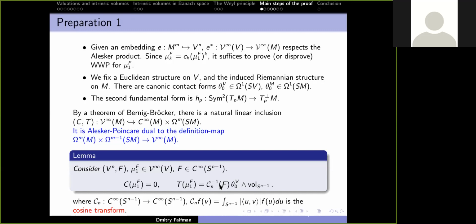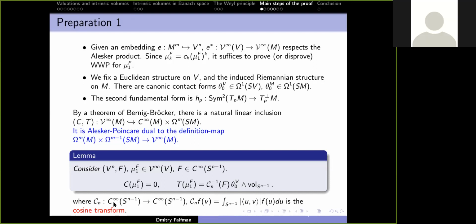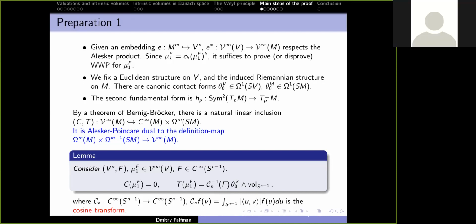Just a second. What is the cosine transform? Oh, I'm glad you asked. I have an answer prepared right here. That's an integral transform from functions on the sphere to themselves, which is given by this formula. You integrate the absolute value of the inner product. That's the Schwarz kernel. Okay. That's the formula. Thank you.